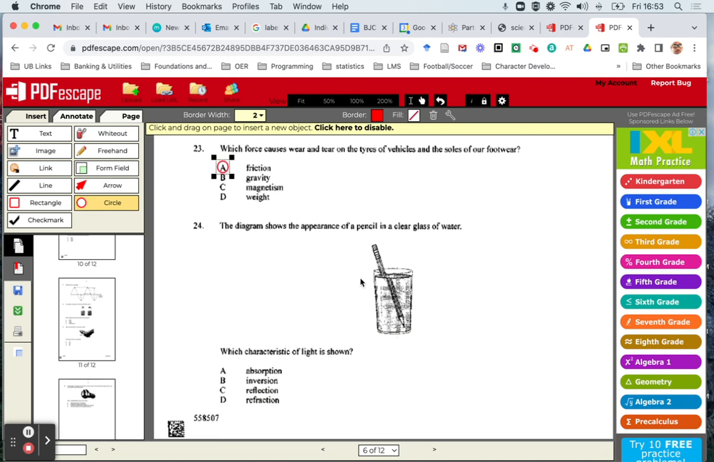The diagram shows the appearance of a pencil in a clear glass of water. Notice that at first the pencil looks like it's going down at that point, and then it's almost as if the pencil is cut off and starts again and goes down at another angle. That particular phenomenon is known as refraction. Refraction. So that's going to be answer D.